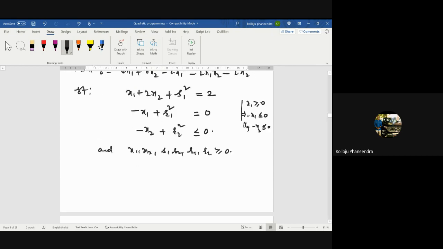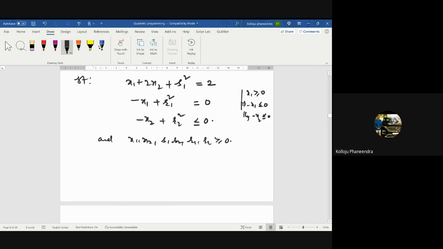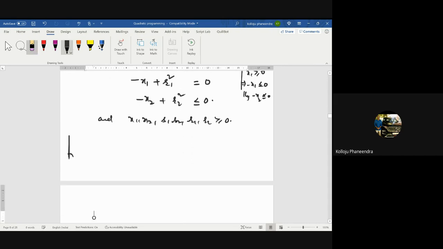Next, after writing this one, I have to construct Lagrange's function. The Lagrange's function is capital L. L of what? How many variables? x1, x2. How many constraints are there? Only one constraint, lambda 1. And for the non-negative restrictions, there are two constraints, so two other Lagrange's multipliers, right? Done. And r1, r2 is equal to the first objective function.